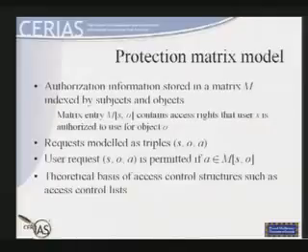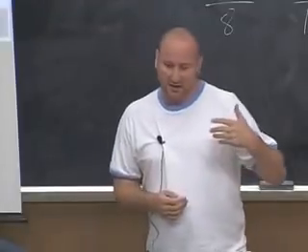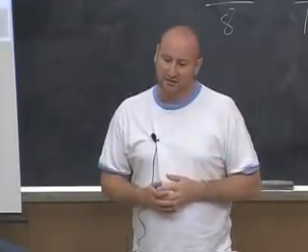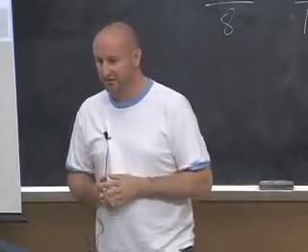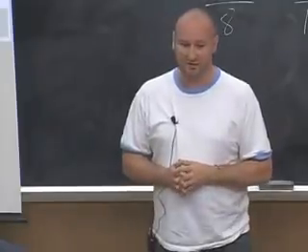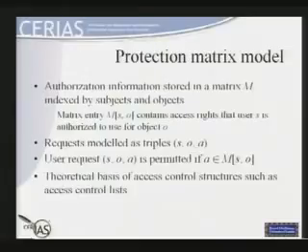As a concrete example, there's a very famous model from the mid-70s called the protection matrix model. Basically, you arrange users, well, proxies for users, usually referred to as subjects, or in more modern terminology, principals. You have a matrix, a two-dimensional array indexed by subjects and objects, the resources that you want to protect, and the entries in the matrix indicate what access is permitted by that subject for that object.